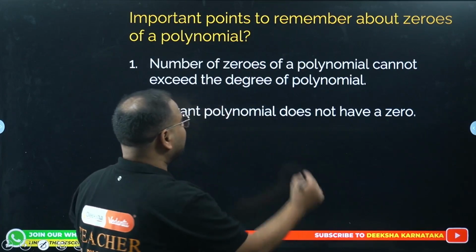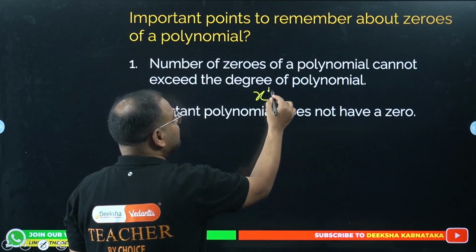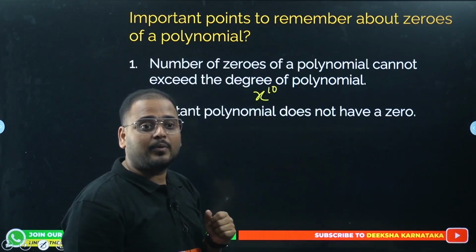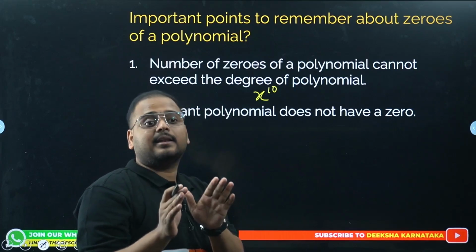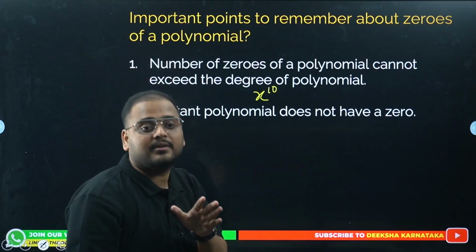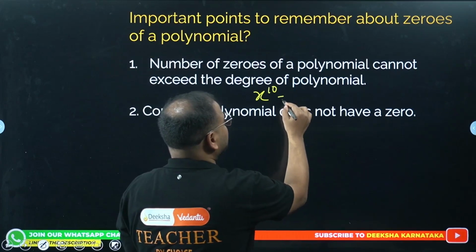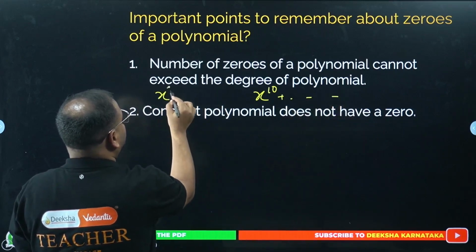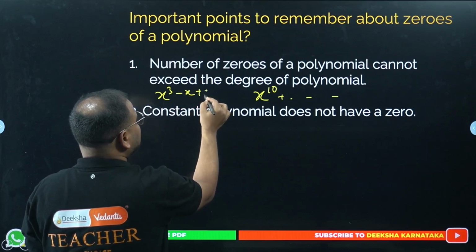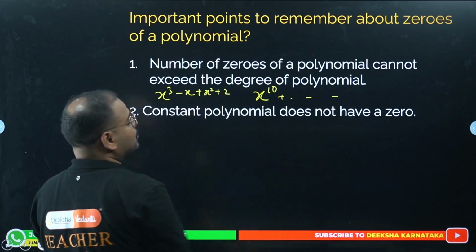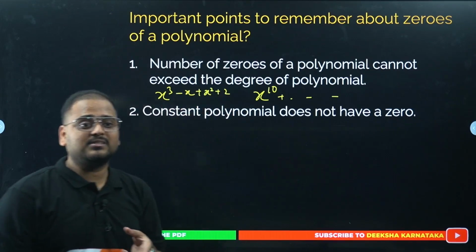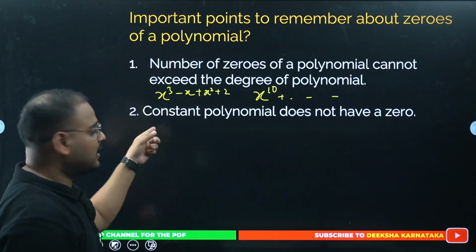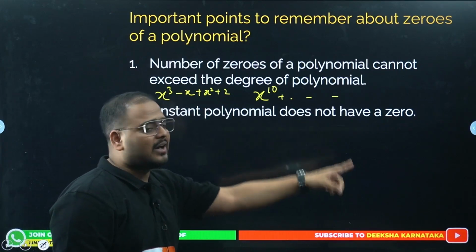It means if I have the highest degree as, let's say, 10, how many zeros will exist for this polynomial? 10. Okay, maximum of 10. Okay, so I'll have some other terms written here, whatever they are. If I have a cubic polynomial, x cube minus x plus x square plus 2, for this polynomial, how many zeros will exist? 3, because the degree is 3. Excellent. Now the last one: a constant polynomial does not have a zero.